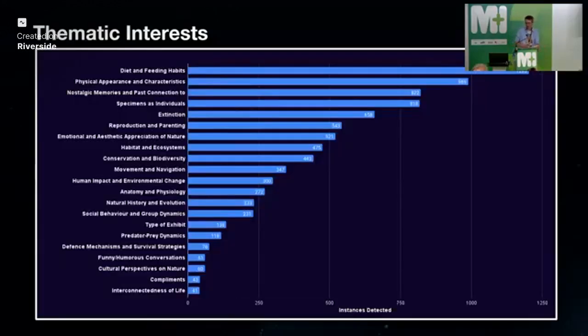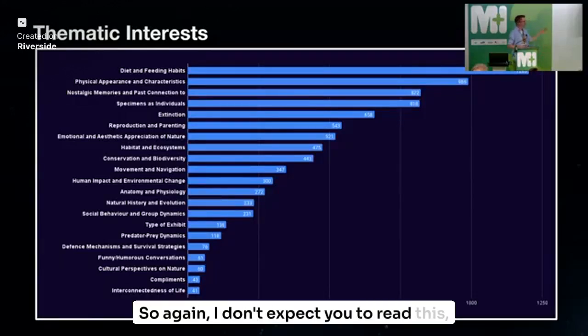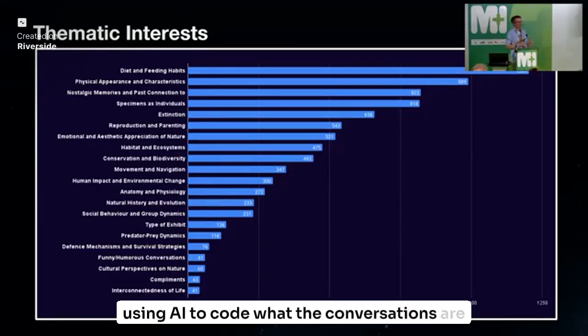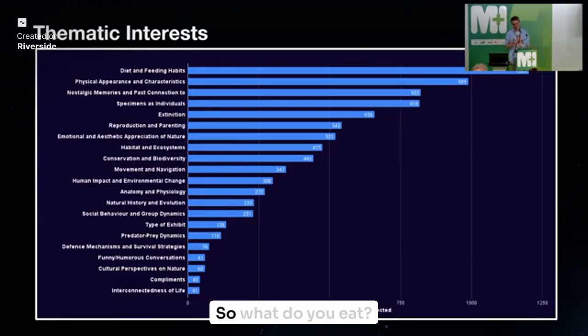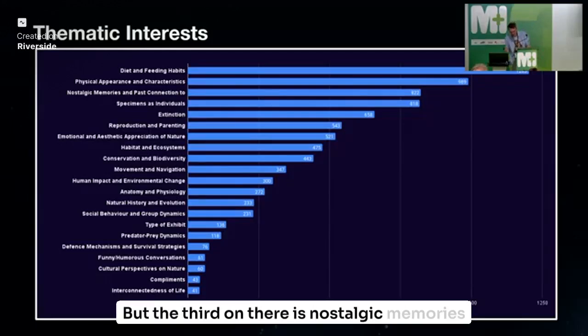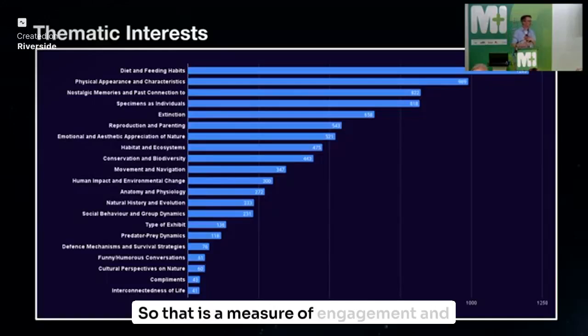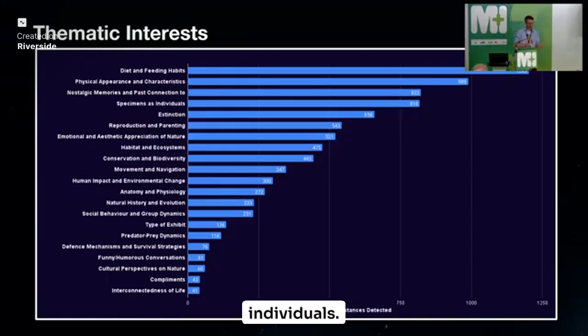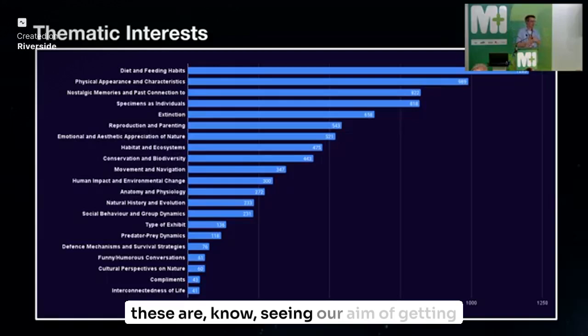I mentioned that we can find out what people are interested in. Again, I don't expect you to read this, but it's just to say that they are using AI to code what the conversations are about. And up top, what you'd expect are quite natural historical facts. So what do you eat? What are your adaptations? But the third on there is nostalgic memories and past connections. So people are entering their own reflection. That is a measure of engagement and connectedness. The fourth one down is specimens as individuals. So these are seeing our aim of getting people engaged in the natural world.